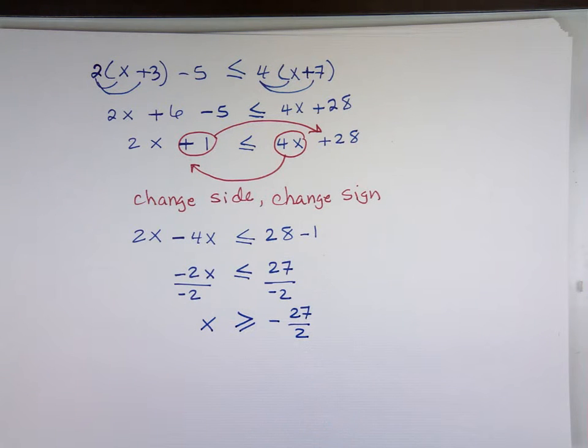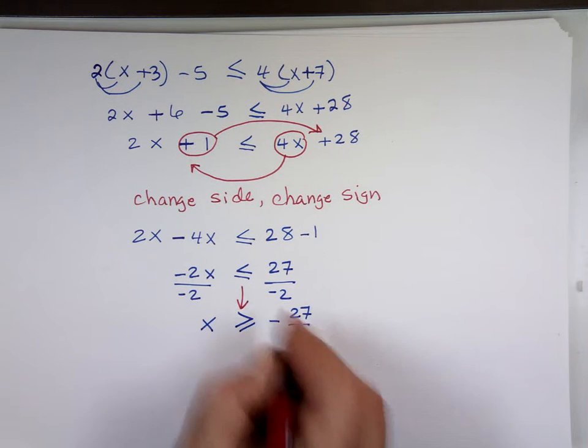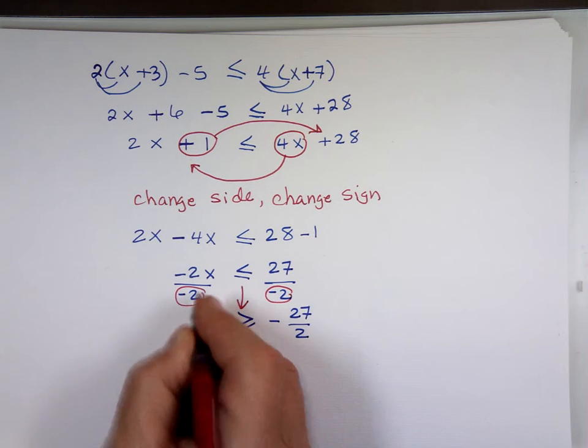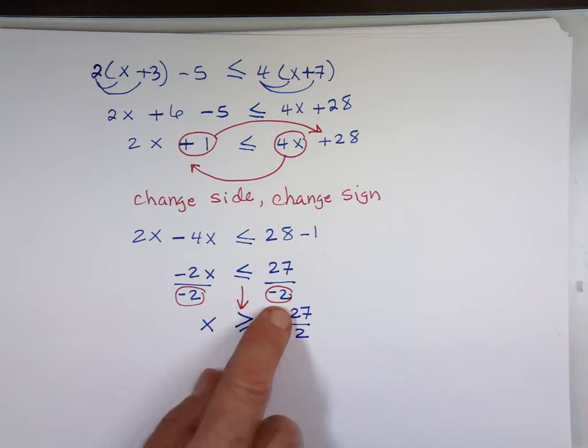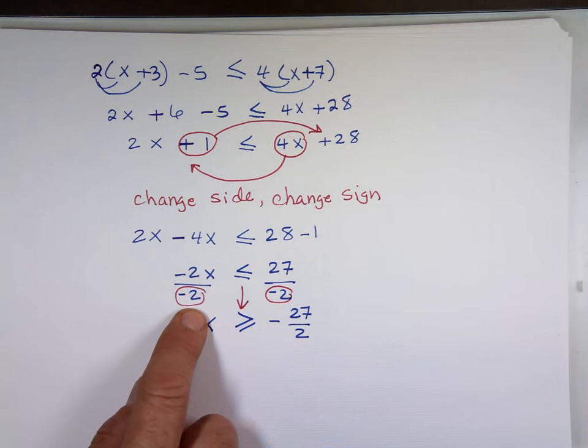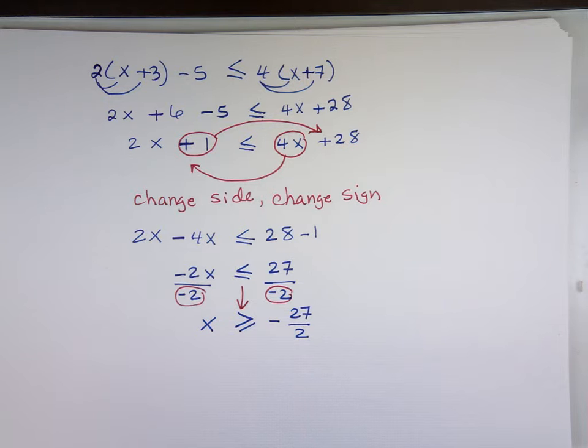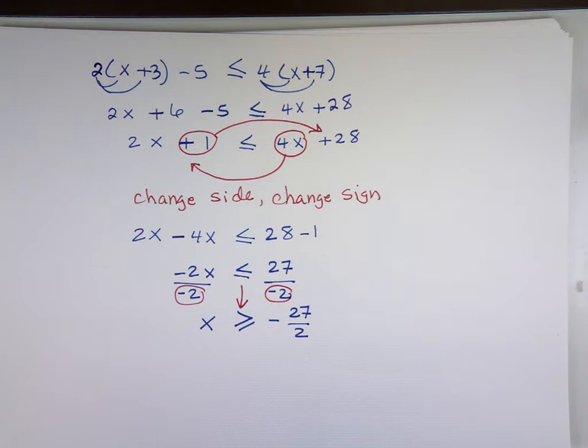And again, notice I switch the sign because I divided by negative 2. I still keep the or equal to. Anytime you divide by a negative number, you switch the sign, but I still keep everything otherwise. Nothing else changed. And 27 over negative 2 is negative 27 over 2. I just put the minus in the front instead of in front of the 2.